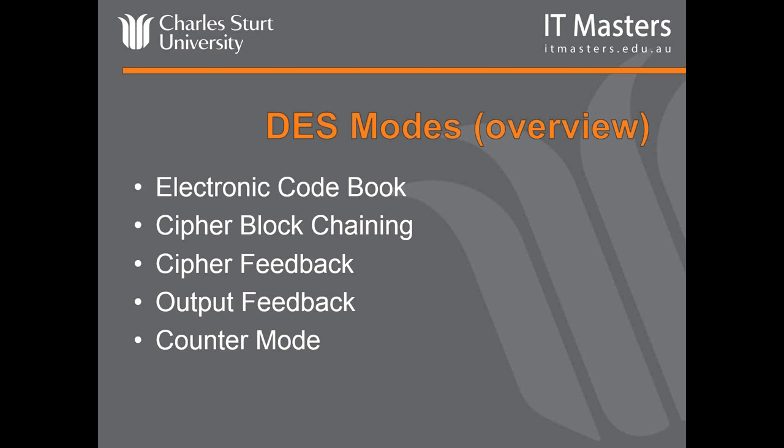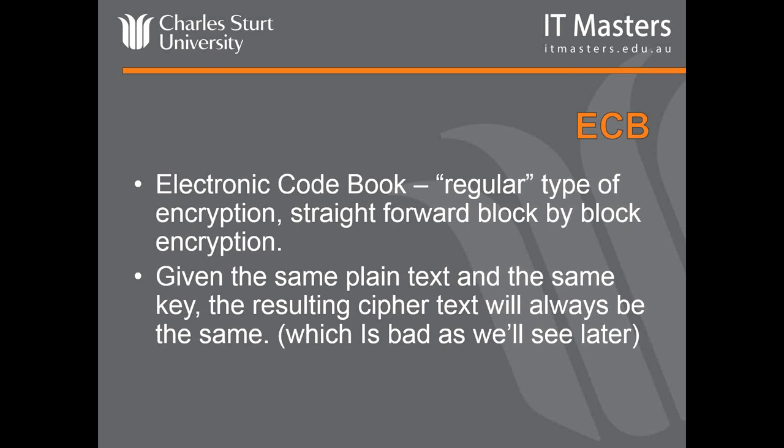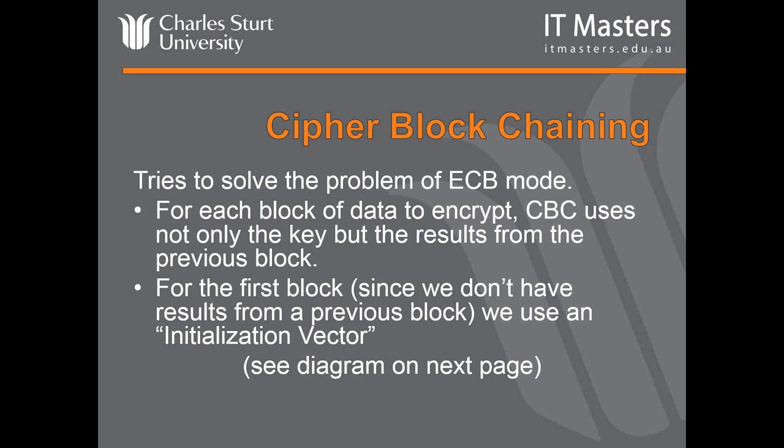So we have different modes for DES as well as other things: electronic code book, cipher block chaining, cipher feedback, output feedback mode, and counter mode. Electronic code book is a regular type of encryption, straightforward block by block, same plain text, same key, same ciphertext, always. That's bad, which means you can replay it and attack it.